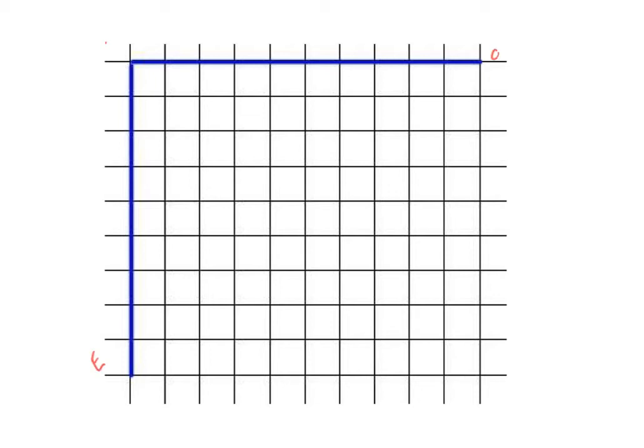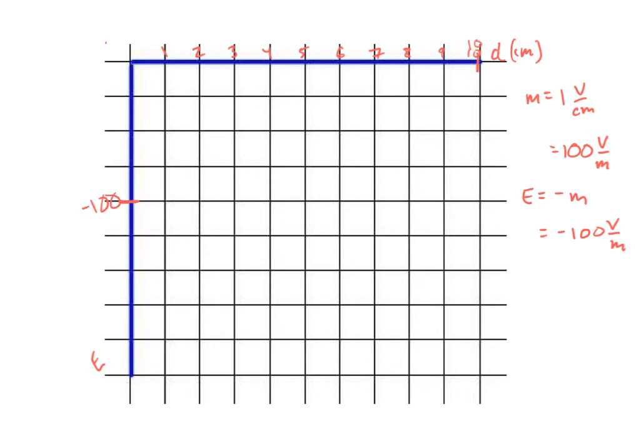So let's go ahead and graph electric field versus distance in meters or in centimeters. Remember, I found that the slope of my graph, m, was 1 volt per centimeter or 100 volts per meter. I also know that my electric field is equal to negative m. So my electric field will be negative 100 volts per meter for my entire graph. And again, this is from my very first graph. So I'm going to say this is negative 100. Here we have our 10 meters.